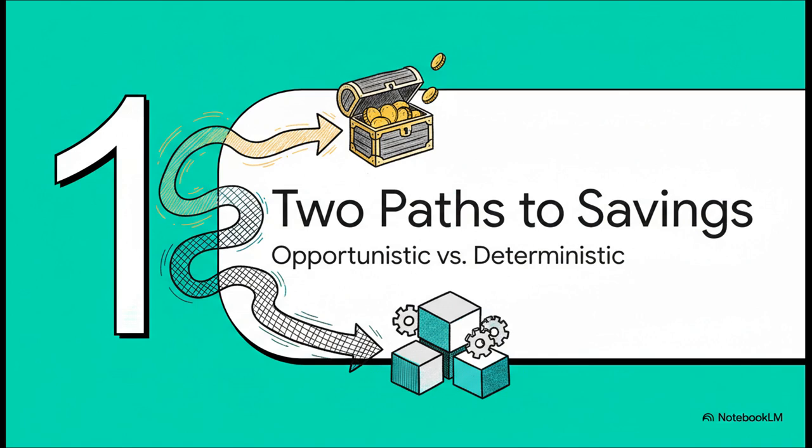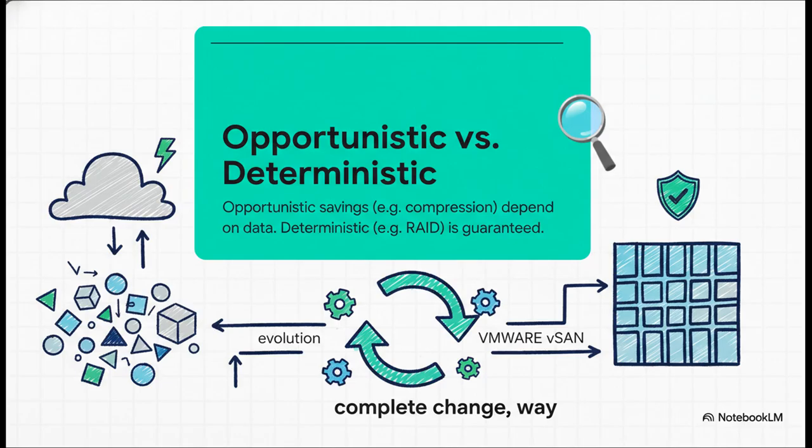So, to really get our heads around this, we first need to understand the two fundamental ways any storage system saves space. And trust me, getting this part is key to understanding everything that comes next. So think of it like this. On one hand, you've got what we call opportunistic savings. This is stuff like compression. It's awesome, but it's kind of a gamble, right? It totally depends on what your data looks like. Then you've got deterministic savings, like RAID. This is your guaranteed win. You know exactly what you're going to get. vSAN uses both, but how it uses them has gone through a massive evolution.